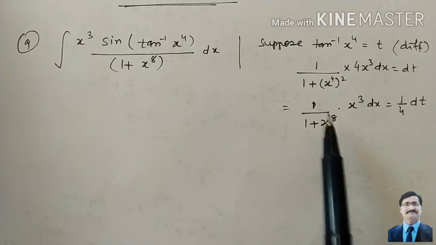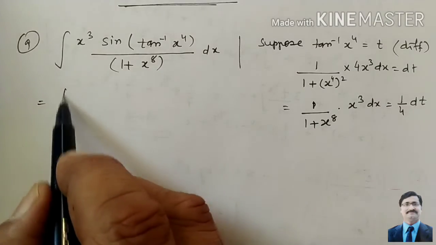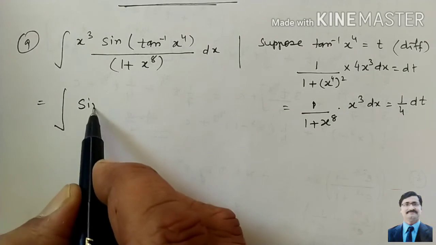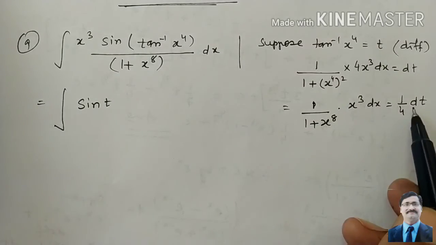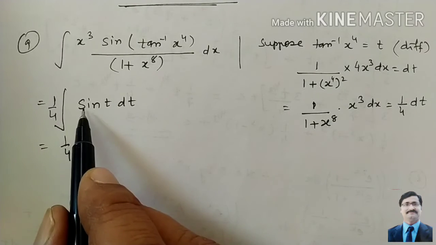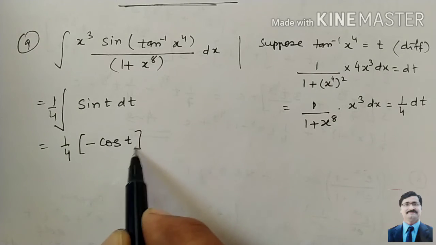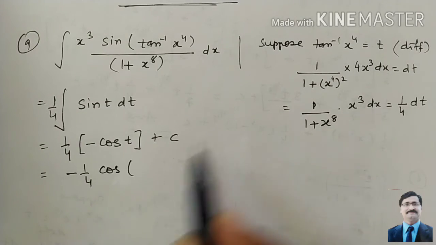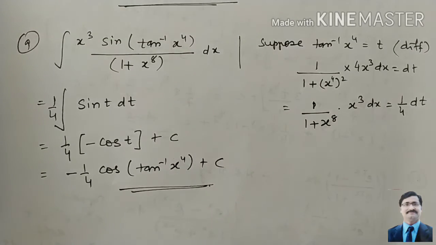In this question, look at this x cube dx, and this will change in sine. This is sine and this is t, so we can write sine t. The other part, x cube dx upon 1 plus x power 8, we can write as 1 upon 4 dt, and this will become 1 upon 4 integral of sine t, which is minus cos t. So we can write minus 1 upon 4 cos t. In place of t we again put tan inverse x power 4. Okay, this is our answer.